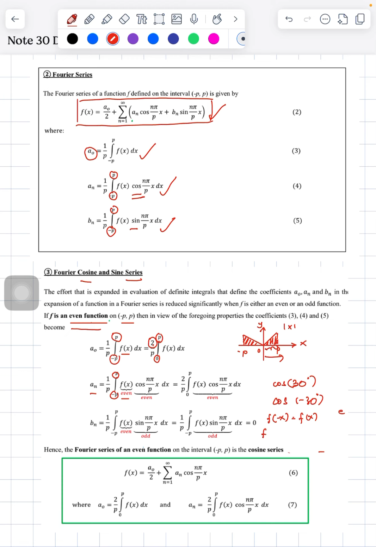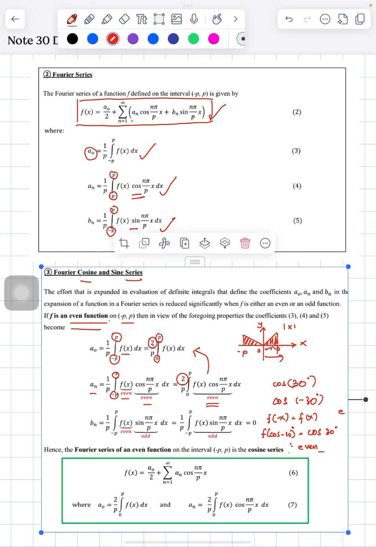So cos negative 30 equals cos 30. So cos is always an even function. Okay, so even times even, the product is an even function. So for even functions, same as this, we can multiply by 2 since the area is the same, and the interval we can change from 0 to p.